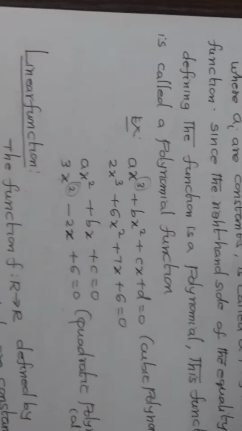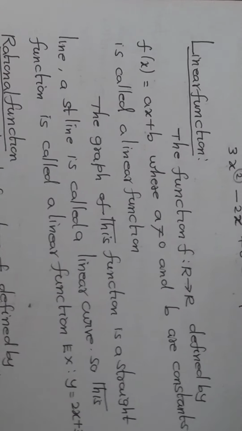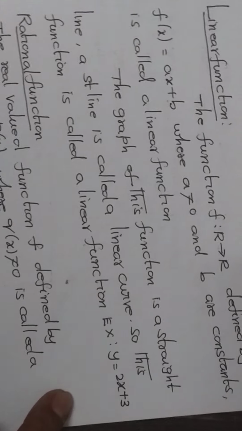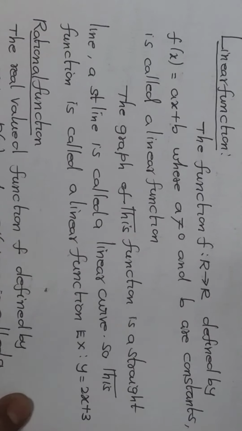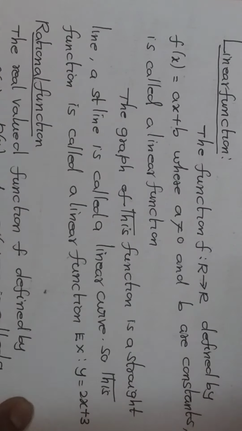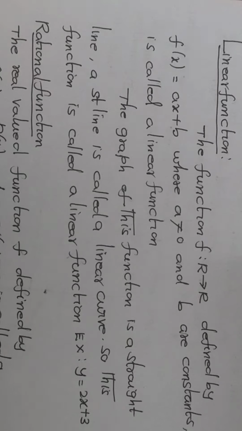Okay. Next one, a very easy function known as the linear function. Very, very easy. For example, any function of the form ax plus b, where a is not equal to 0, but a and b are constants, is called a linear function. Why is it called a linear function? Because if you draw the graph of this function, you will get a straight line. That's why it is linear. Linear means line. That's why this function is known as a linear function.